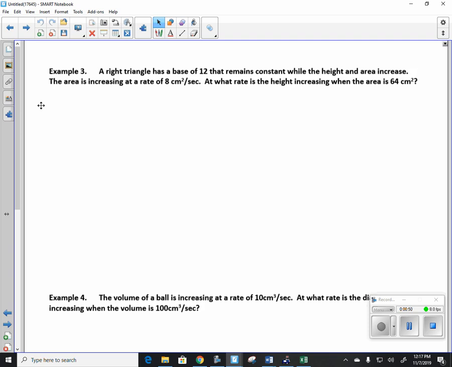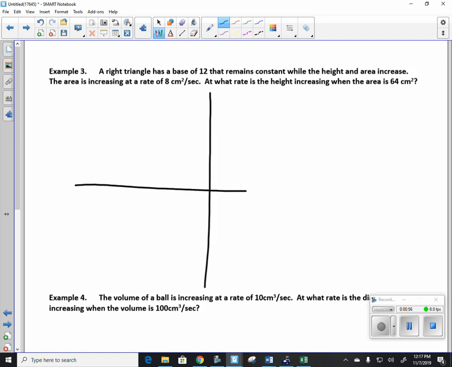So a right triangle has a base of 12 that remains constant while the height and the area increase. And again, I cannot say enough that I'm not doing any example just because I find it interesting. All of the pieces I'm talking about are important and relevant to, number 1, you doing well in the test, and number 2, you being prepared for the AP exam.